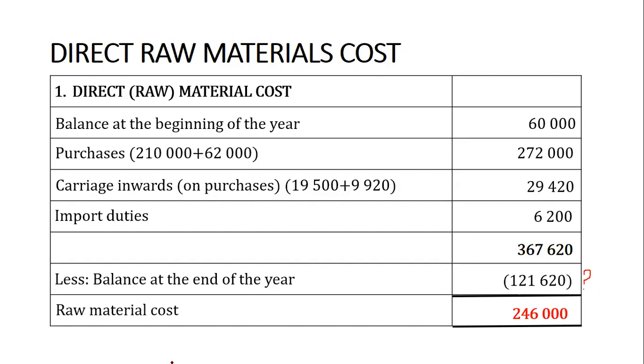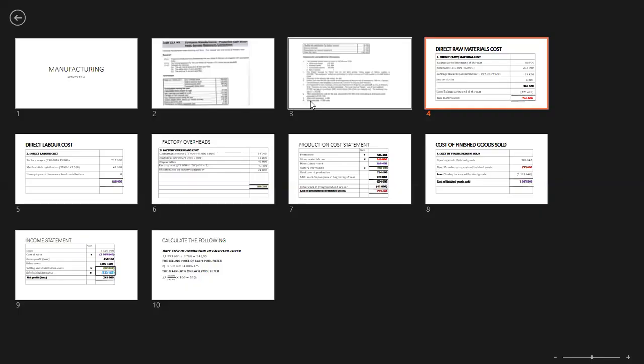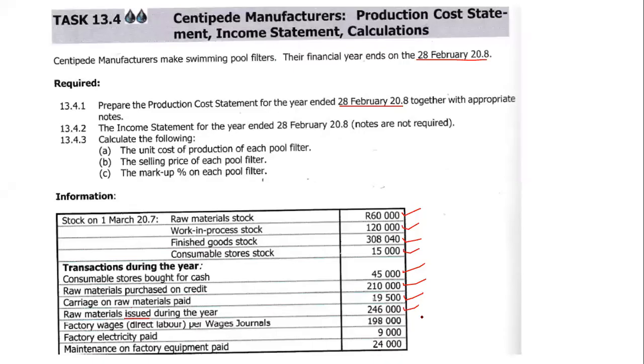No. All right. Since we're done with raw materials, I am going to start here. We have wages of 198,000. Where does that go to? That goes to our direct labor cost. Right? And obviously it goes to our direct labor cost.